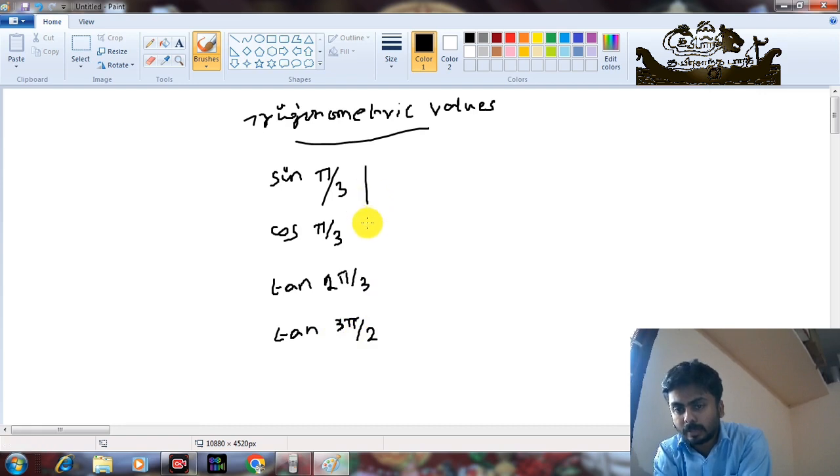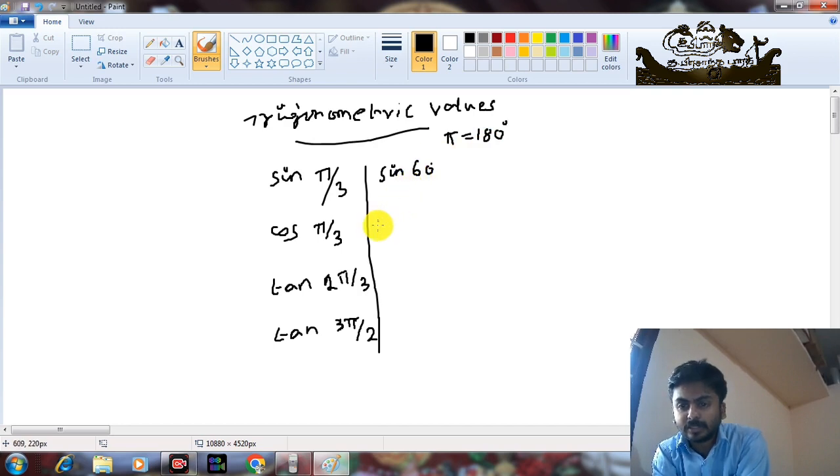So the equivalent angle for this is sin 60. Pi by 3 is 180 by 3. So we are having sin 60, because the value of pi in trigonometry is equal to 180 degrees.